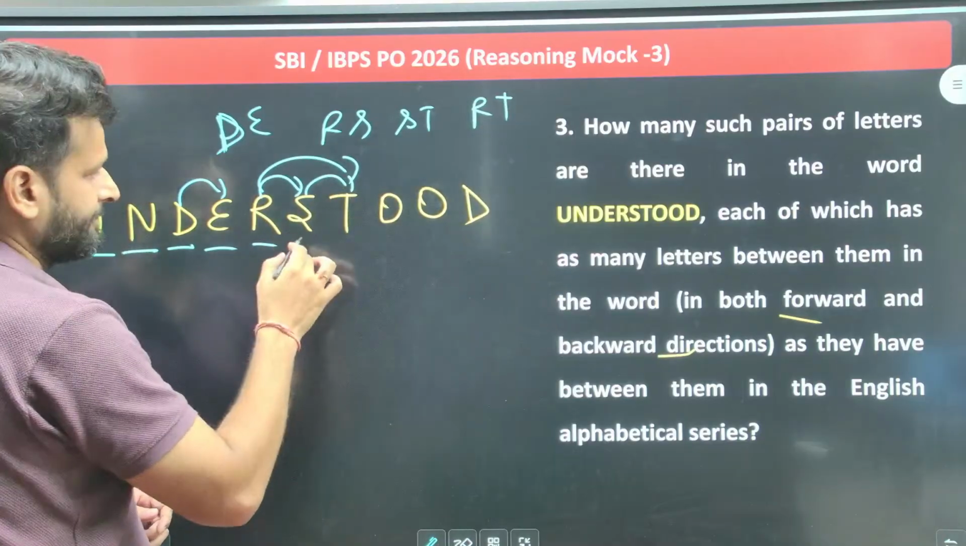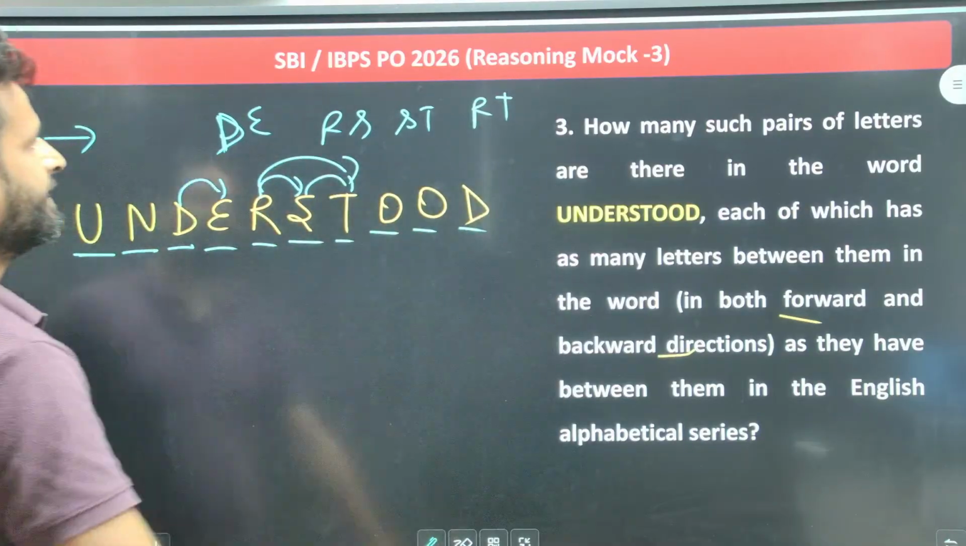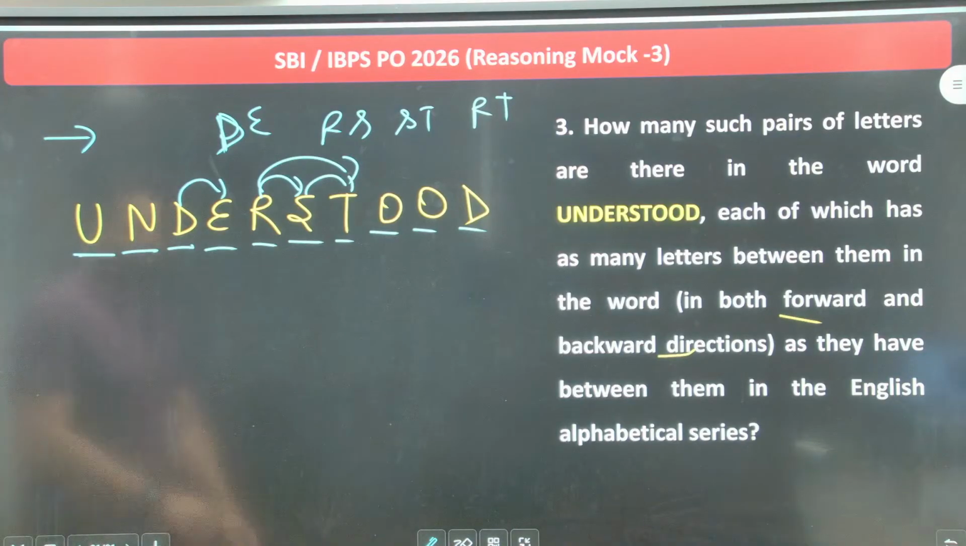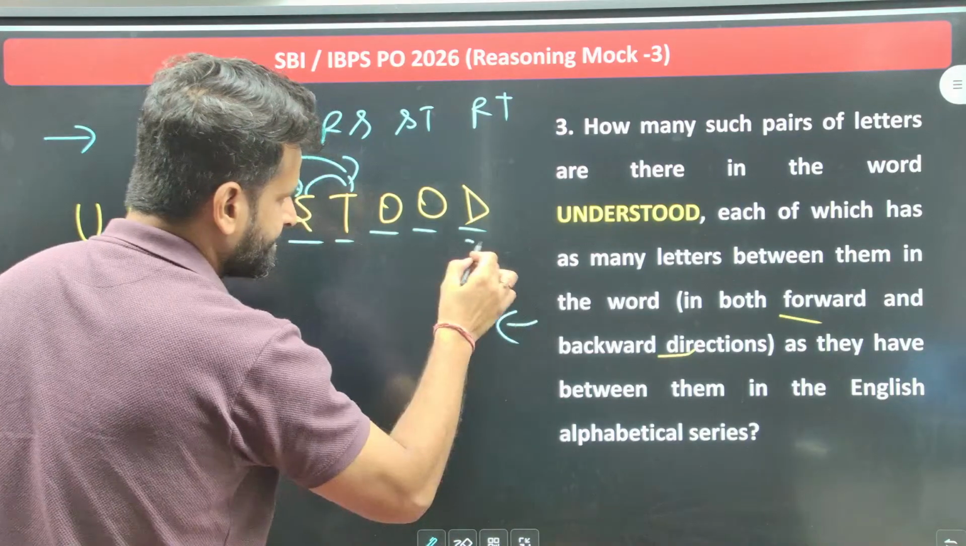After T, U, V, W there is nothing. In the forward direction we have 4. Right? Let us now check in the reverse direction starting from D.